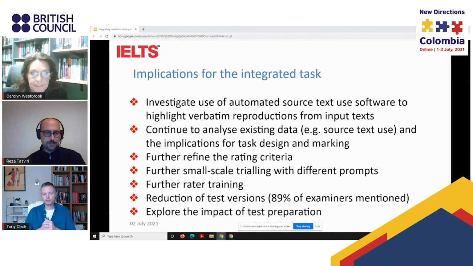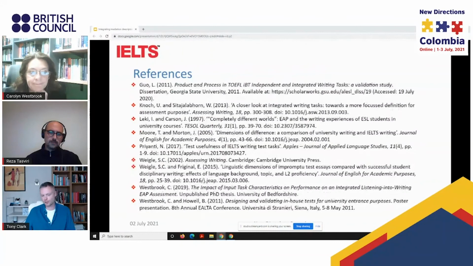And lastly, we'd want to explore the impact of test preparation. I'm very interested, we all are, in what would happen if you prepared candidates for tasks like this. I think it would have quite a big impact, not just on scoring, but also perceptions as well. So overall, the task performed pretty well. If you want to read further, there's some references, and we're happy to answer any questions if there's time.